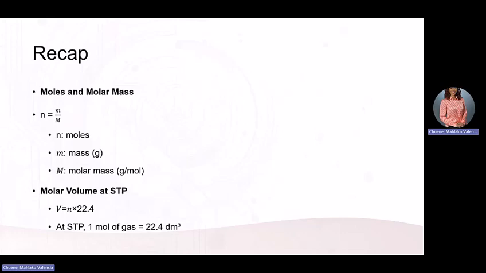Now, the next thing that you should already know is the molar volume at STP, STP being standard temperature and pressure. The volume then becomes the number of moles times that standard unit of 22.4. So this means that at standard temperature and pressure, 1 mole of gas then becomes 22.4 decimeters cubed. So that is the unit of measurement for that one. So those are the standards that you need to know.